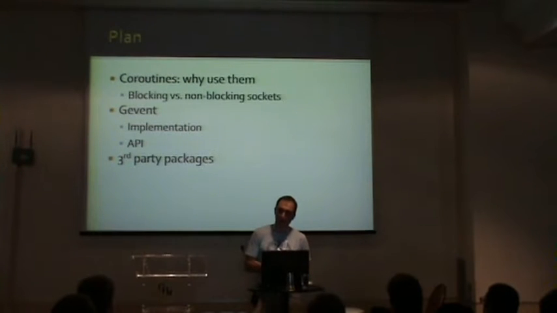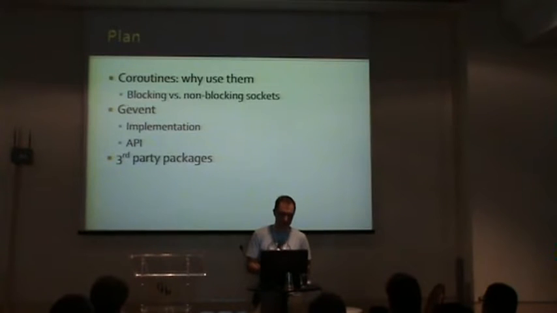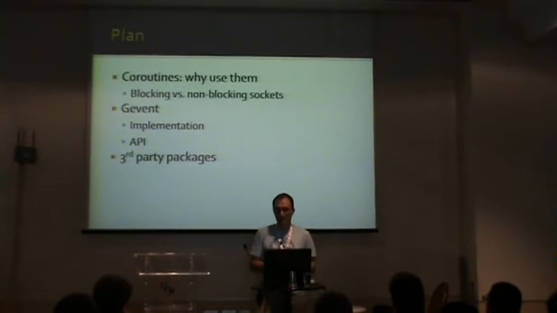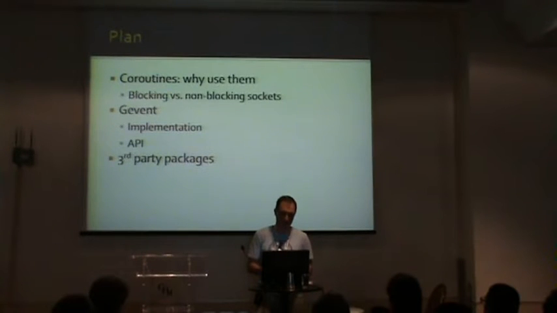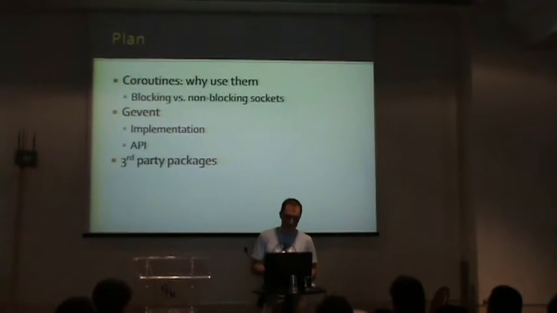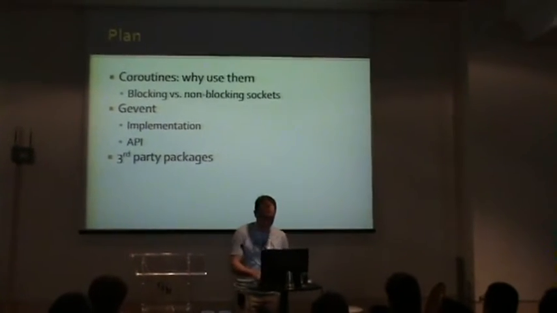So the plan for the talk is to introduce coroutines and the use case for them in the context of networking applications. Then once we have coroutines, I'll explain how Gevent works and how it uses them. I will go briefly through the Gevent API and then we'll cover some of the community contributions.